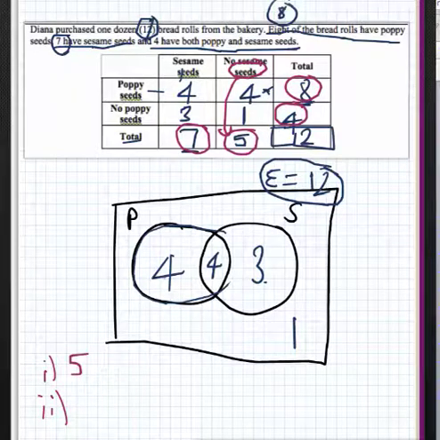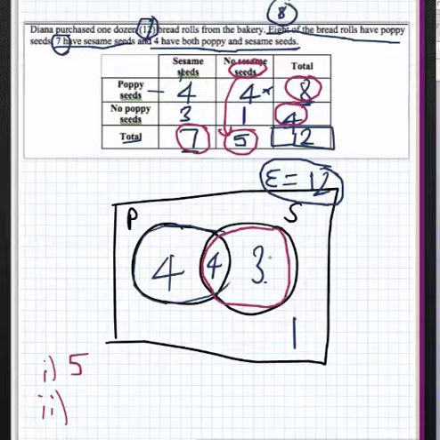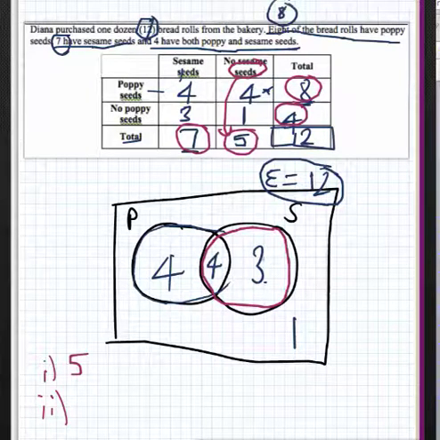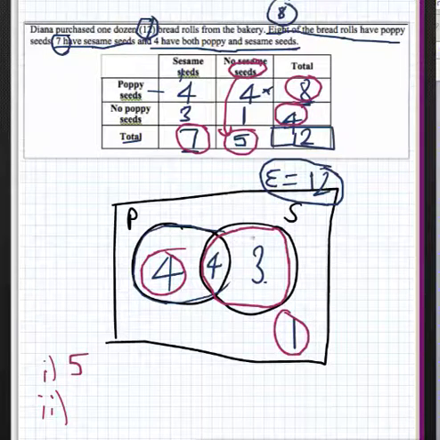If we used our Venn diagram to answer that, we will count the numbers that are not inside the sesame seed circle. So once again, how many do not have sesame seeds? We can't add the 4 and 3 because that's the sesame seed circle, but we've got 4 outside that circle and 1, and 4 plus 1 is 5. So you can see how we can use either one.